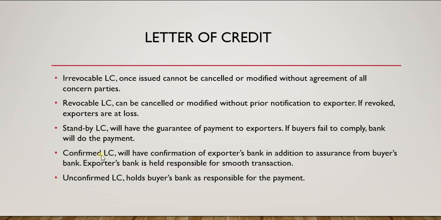In the confirmed LC, there is assurance from the buyer's bank that the exporter's bank is held responsible for the proper transaction. So in this case, the supplier's bank and the buyer's bank confirm that the exporter will get paid. In the unconfirmed LC, the buyer's bank is responsible for paying the amount to the exporter, but here the exporter's bank is not responsible.